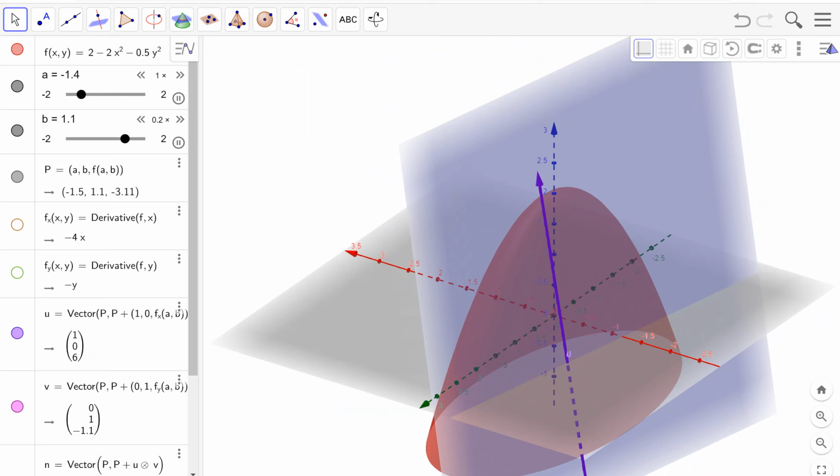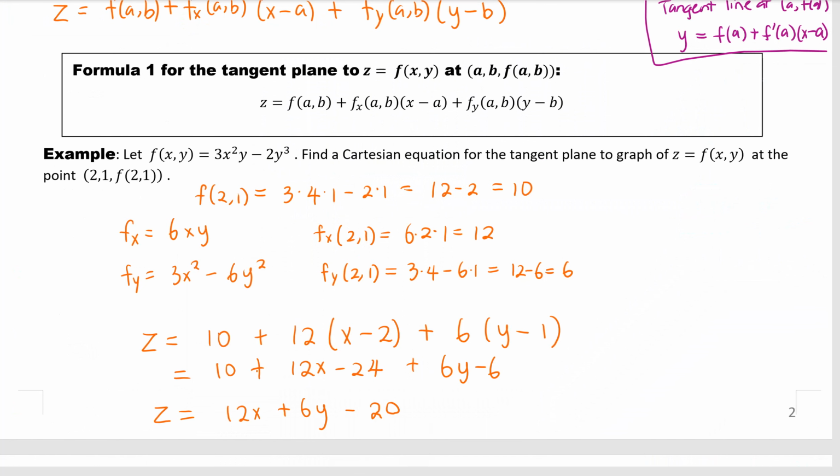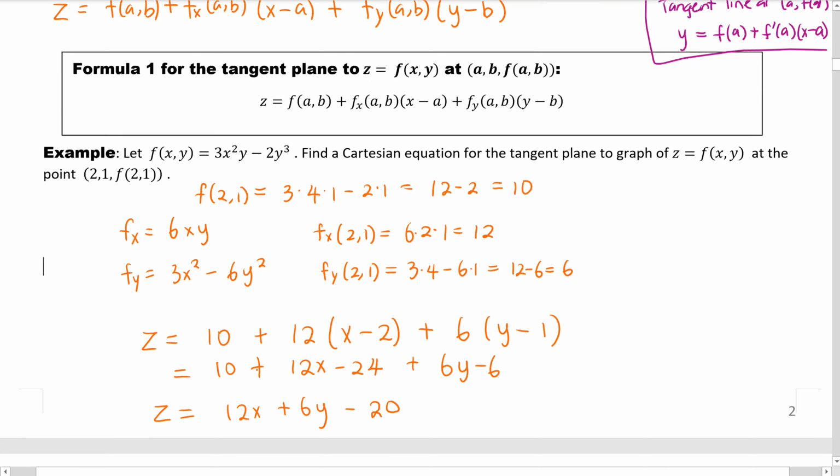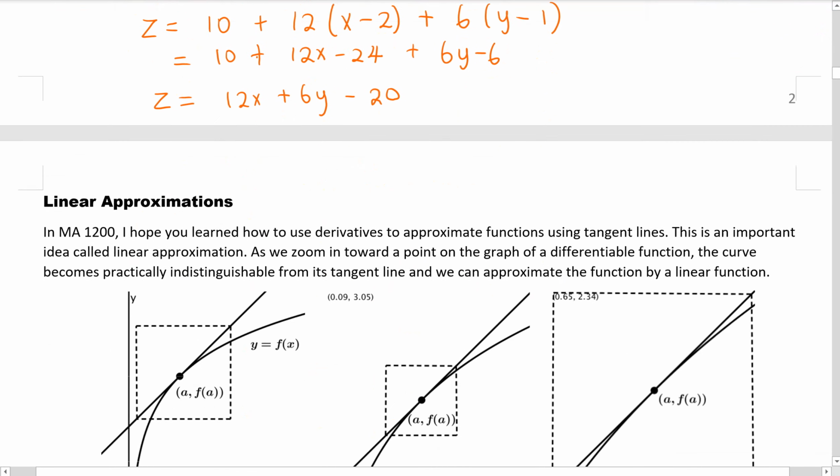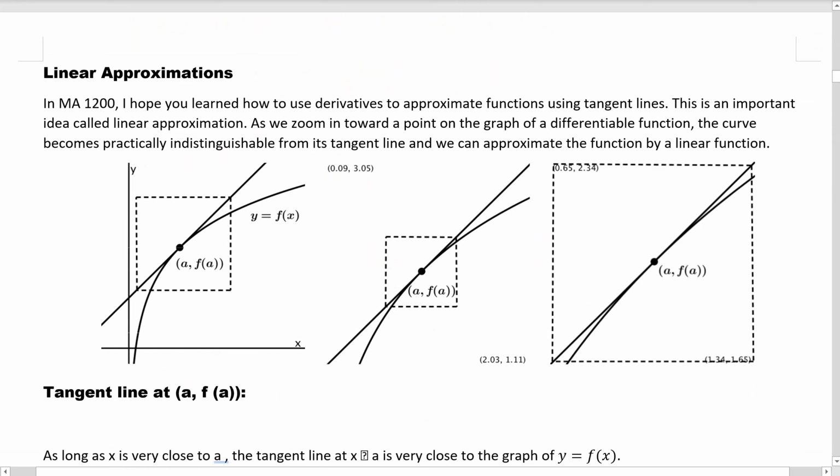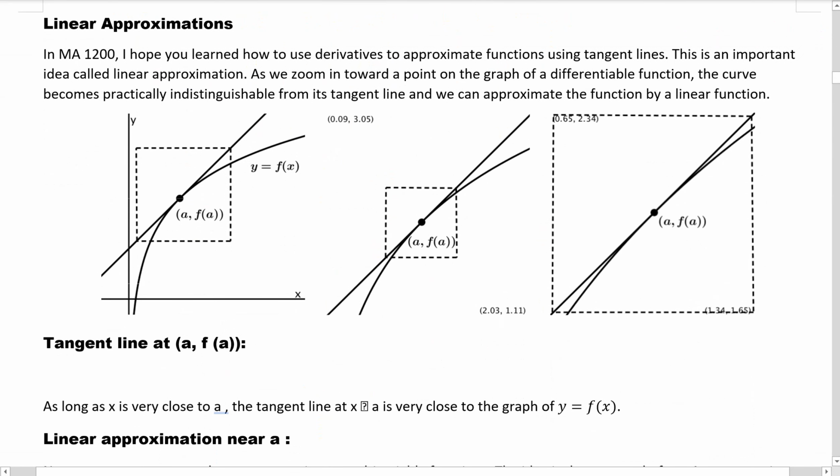Okay, let's come back. Okay, let's continue. Linear approximations. In Calculus 1, I hope you learned how to use the derivative to approximate functions using tangent lines. This is an important idea called linear approximation.